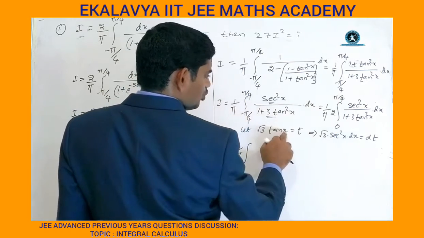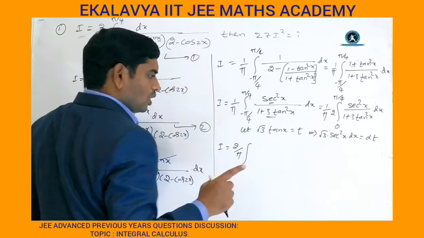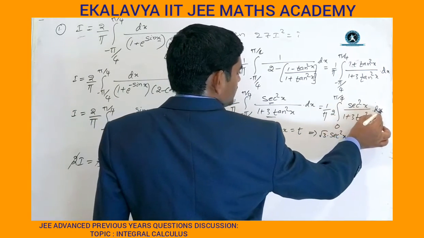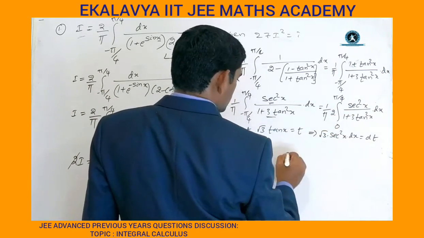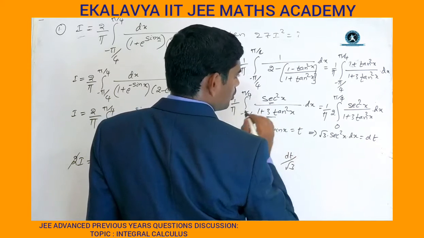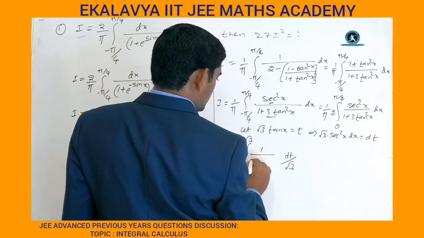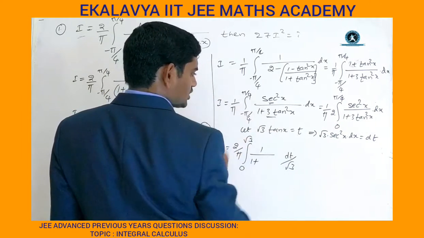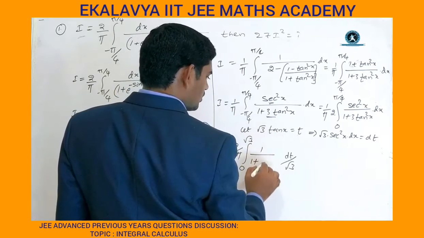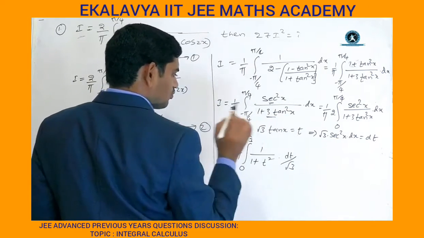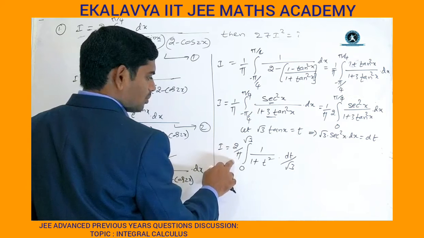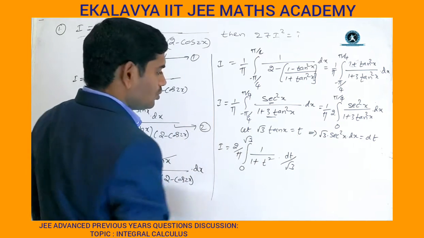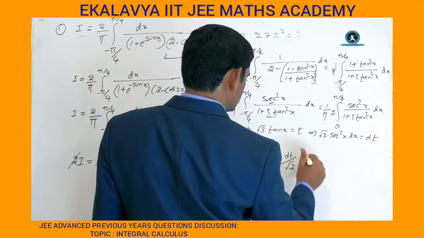If we take x equal to pi by 4, tan pi by 4 is 1, into root 3 is root 3. Then sec square x dx equals dt upon root 3, and 1 divided by 1 plus 3 tan square x. Squaring both sides, we get 3 tan square x equal to t square. So finally we get I equal to 2 upon pi, integration from 0 to root 3 of 1 by 1 plus t square, into dt by root 3.